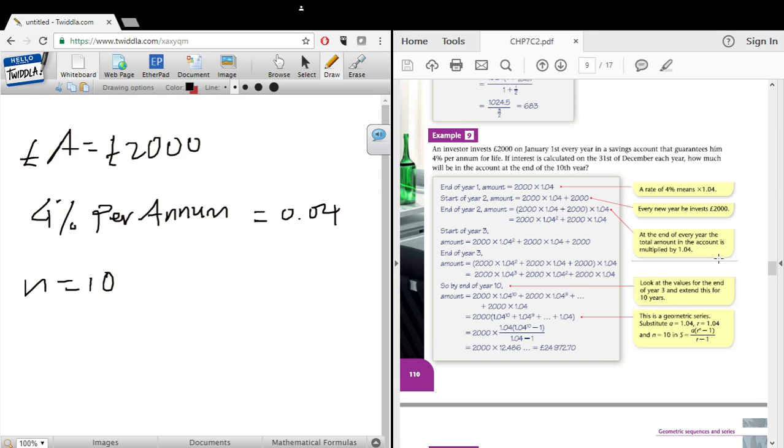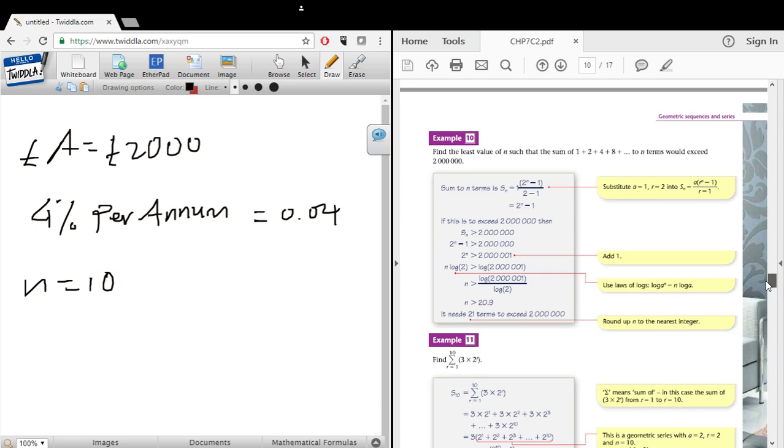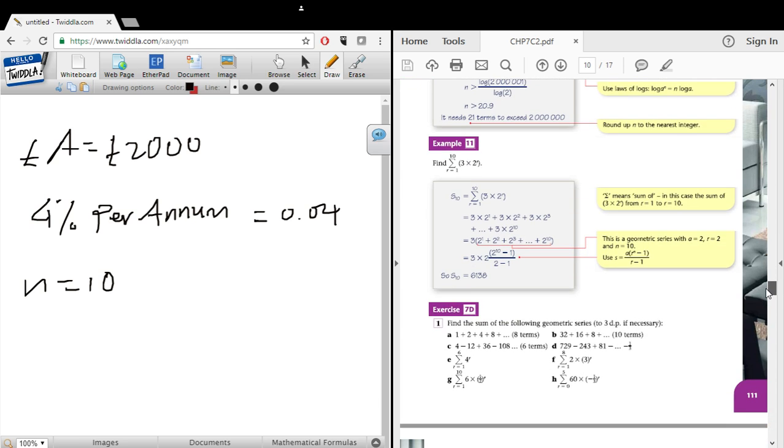you can look through this working out to see that it's exactly the same, just worded in a slightly different way. And again, you have more examples to do on your own. Here, example 11, find this particular result.